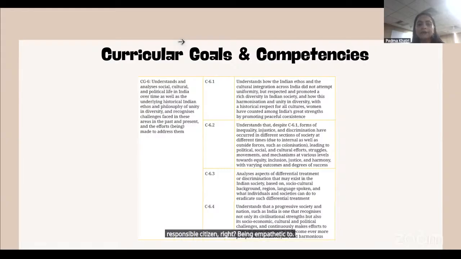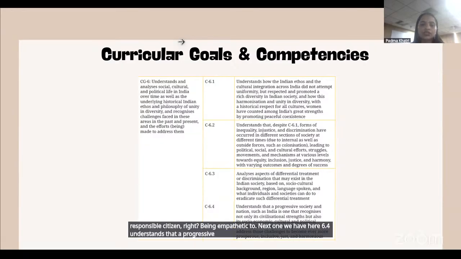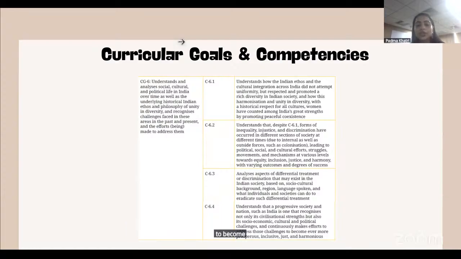Next one we have here 6.4, understands that a progressive society and nation like India recognizes not only its civilization but also its socio-economic, cultural, and political challenges, and continuously makes efforts to address those challenges to become an ever more prosperous, inclusive, just, and harmonious nation.